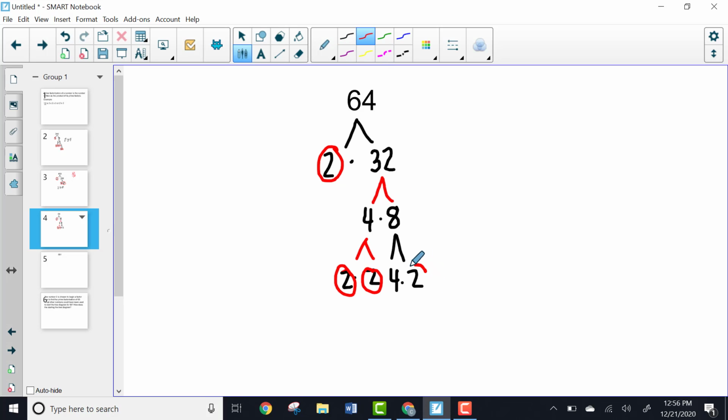I'll circle that. Now I need to break down my 4. What multiplication problem equals 4? 2 times 2 equals 4. And now I have all my numbers broken down, and they're all prime numbers. So you can see I just have 1, 2, 3, 4, 5, 6 2s. So the prime factorization of 64 would be 2 to the power of 6 for that answer.